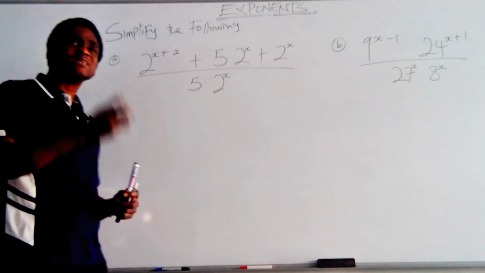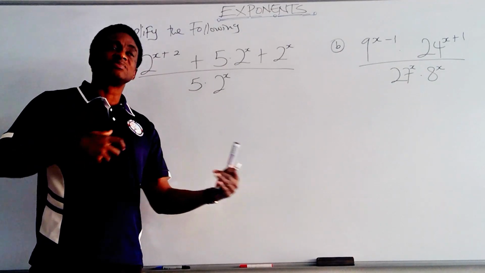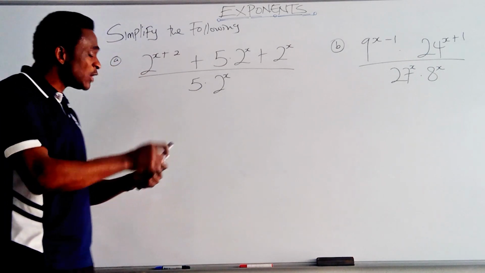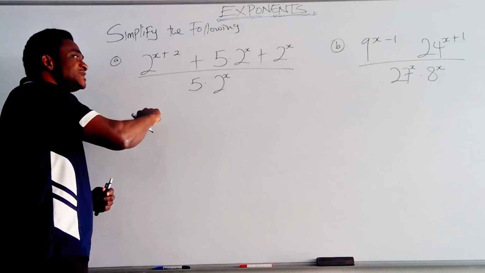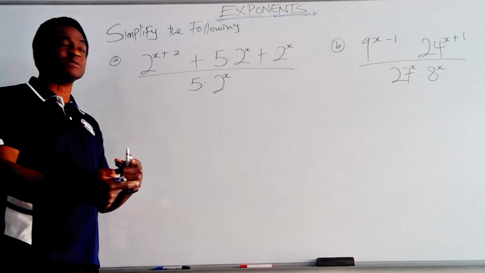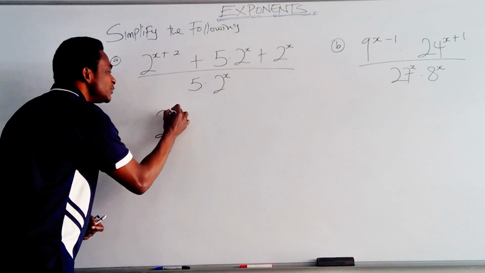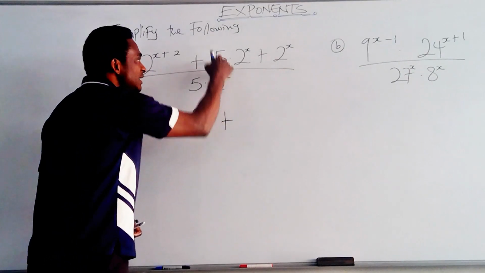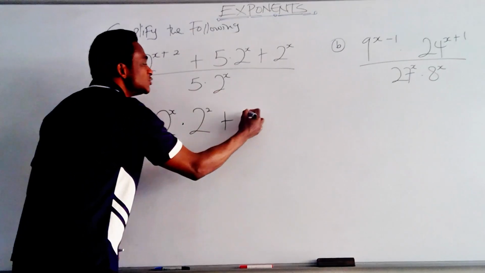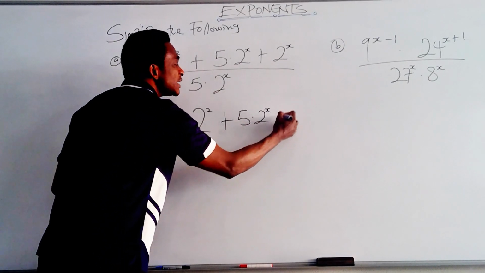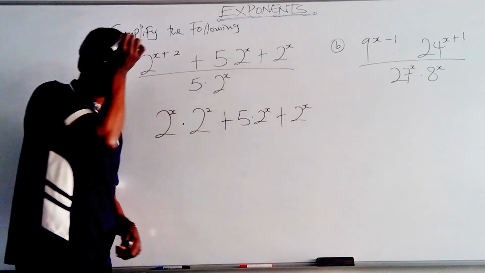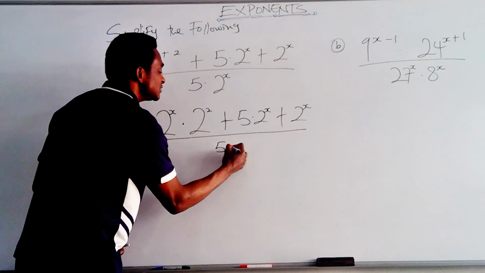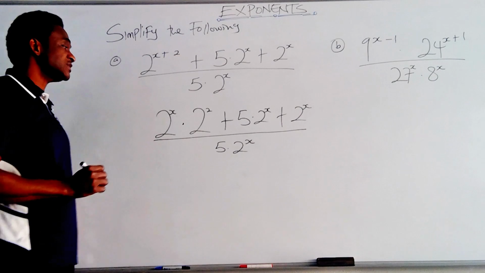Remember, if you have exponents of the same base but different exponents being multiplied, you add the exponents. So what we do here is we ask ourselves, where did this come from? So that we can take it back to that place. So this came from 2^x times 2^2. In this case, we went backwards. We take it back to where we got it from. And then we go on and divide with 5 times 2^x.